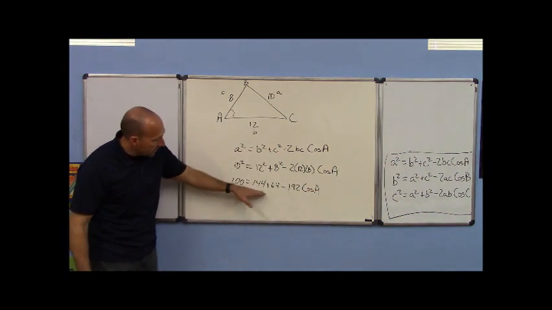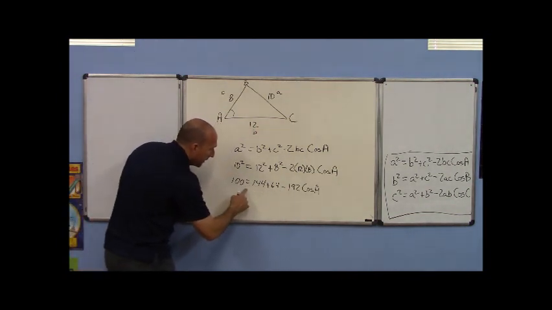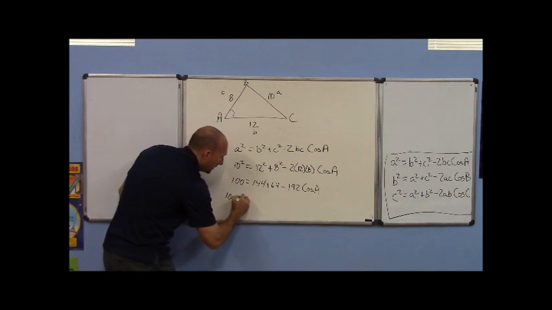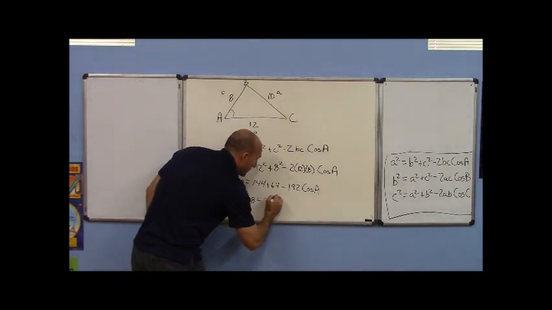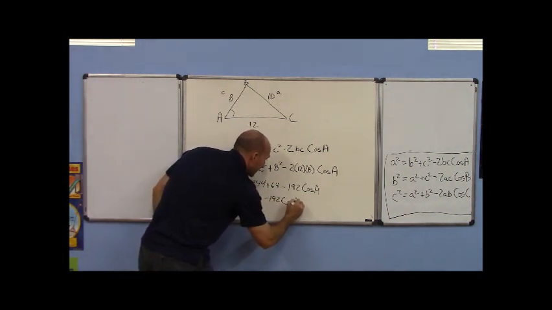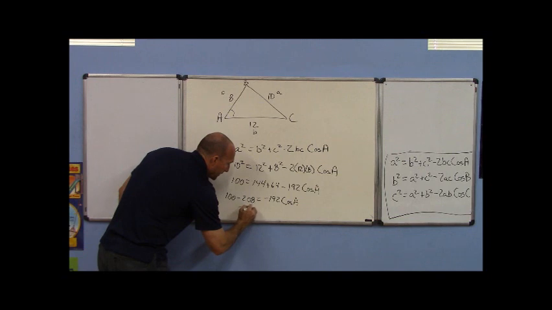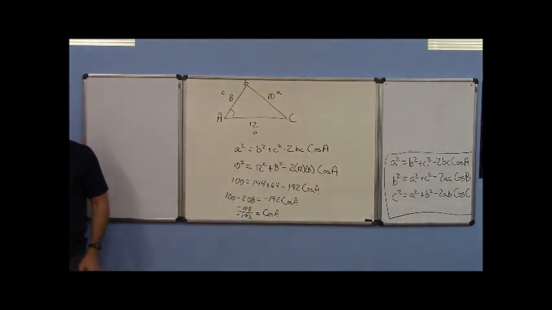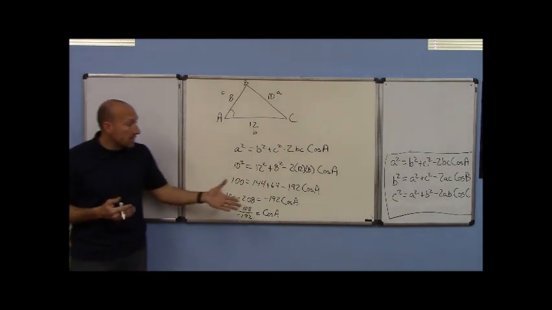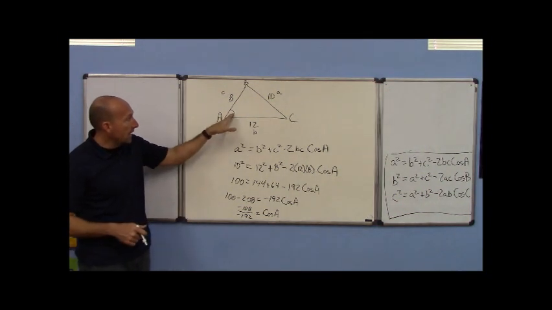And so you add these together, and you're going to subtract, then you're going to divide. So here you have 100 minus 208 equals a negative 192 cosine of A. So this is minus 108 divided by minus 192 equals cosine of A. And then the rest you do in your calculator. Make sense? So now it's a little bit of work and a little bit of writing, but it's not hard work. Okay, so that found angle A.